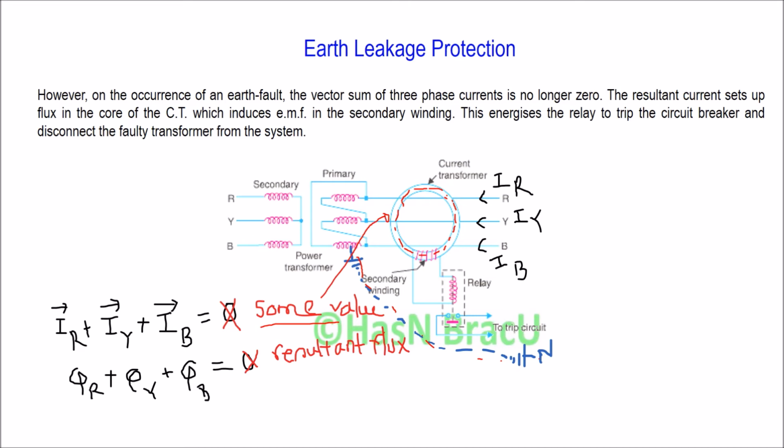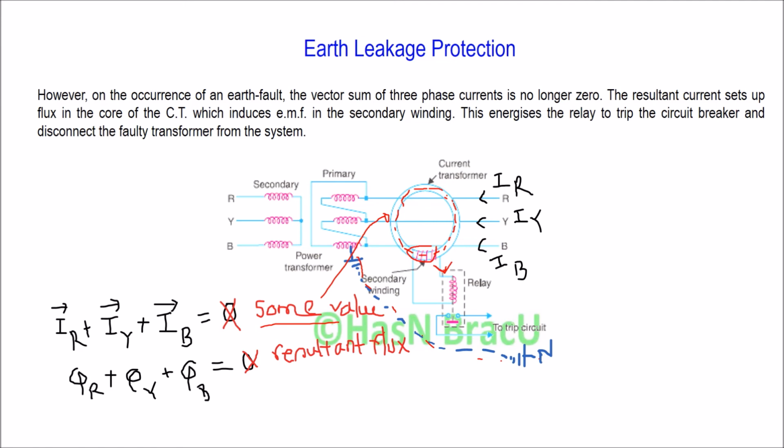So due to this flux in the core of the current transformer, EMF will be induced in the secondary winding, and due to this induced EMF in the secondary winding, current flows through the relay, right? Now this resultant current which flows through the relay is compared with the value of the predefined fault current.